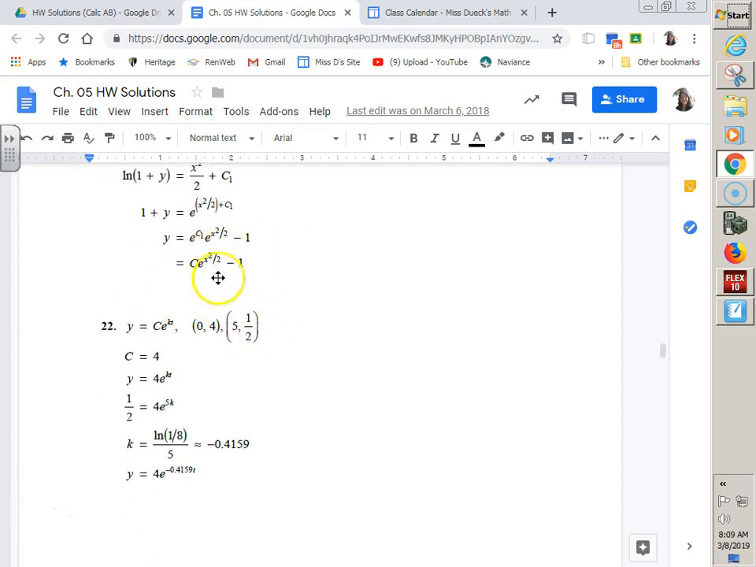This is the same thing as 1/2 x squared, by the way. Number 22 was an exponential growth. Is it growth? Is it growing? No, it's shrinking. Technically exponential decay.